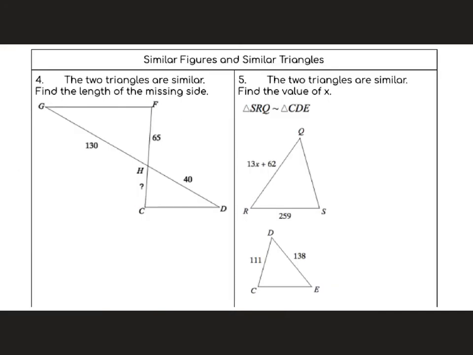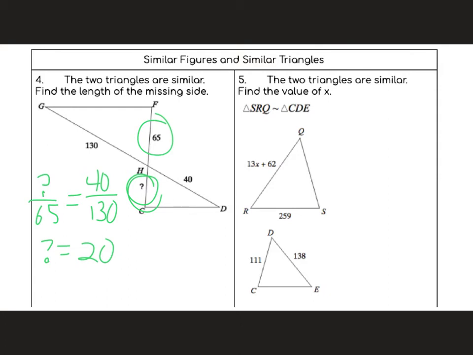The triangles are similar. Find the length of the missing side. I would like it better if they told me how things matched up, but they didn't, and that's okay. So I'm going to assume that the question mark and 65 match up, because that looks accurate, and then 40 and 130 match up. So to solve, all I'm going to do is multiply by 65 on both sides. So I'm going to do 40 times 65 divided by 130, and I get 20. Oh, that makes sense because that's half. And so the length of the missing side is 20.